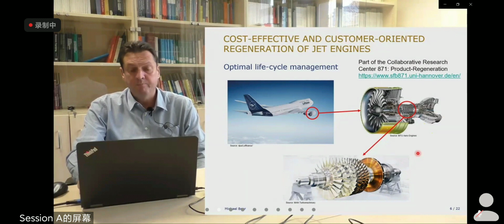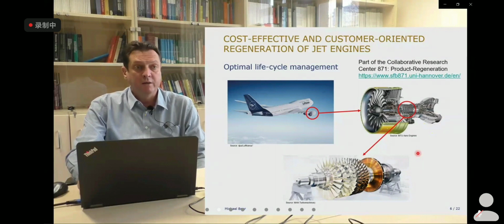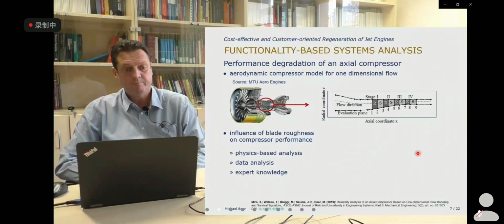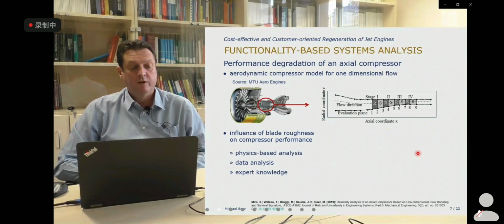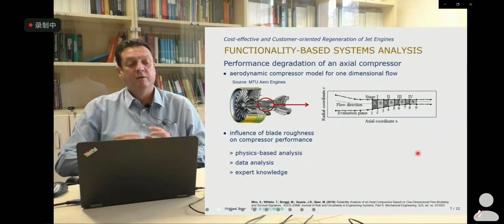So the question is basically, if the jet engine comes to the factory, what part to look at first for the repair and how to repair which part, so that we make a cheap repair and we meet the customer requirements with the result in the best possible way. So what we did basically is we used a simplified model for a physics-based analysis of the compressor combined with data analysis and expert knowledge.